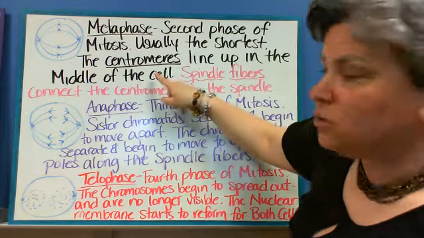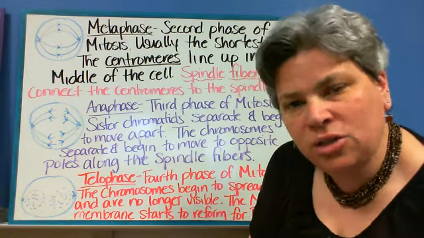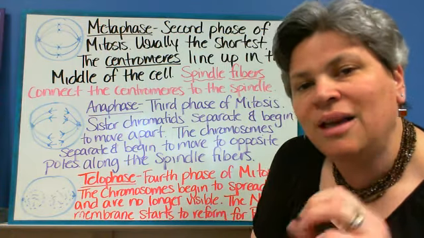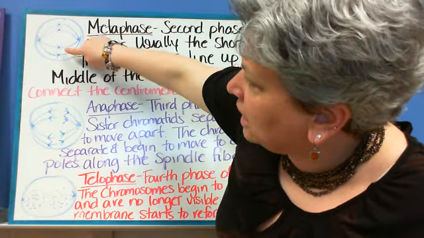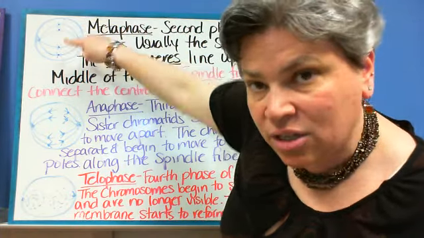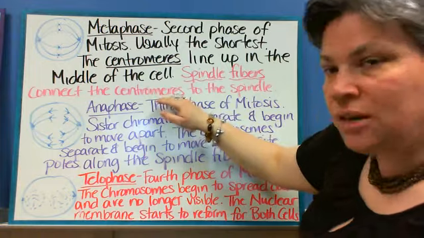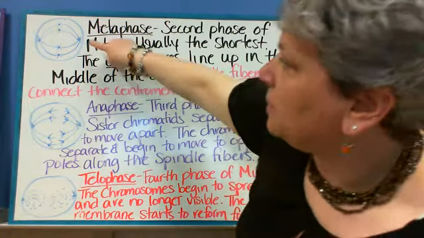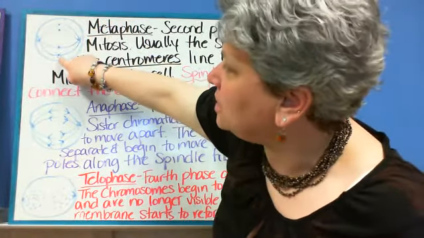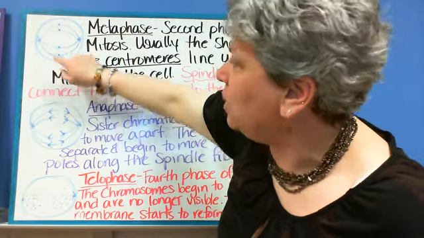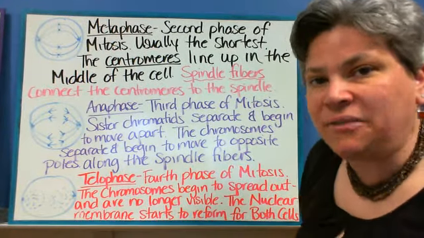The centromeres line up in the middle of the cell. What was the centromere? If you think back to that picture we had of single and double-stranded chromosomes, the centromere was the center part of the chromosome. What we're trying to show here is that it's the center that's attached. So the centromere is how it's attached. Spindle fibers connect the centromere to the spindle. Remember, this structure was called the spindle. This is the spindle fiber, and the centromere is attached to the spindle fiber, which is then attached to the spindle.